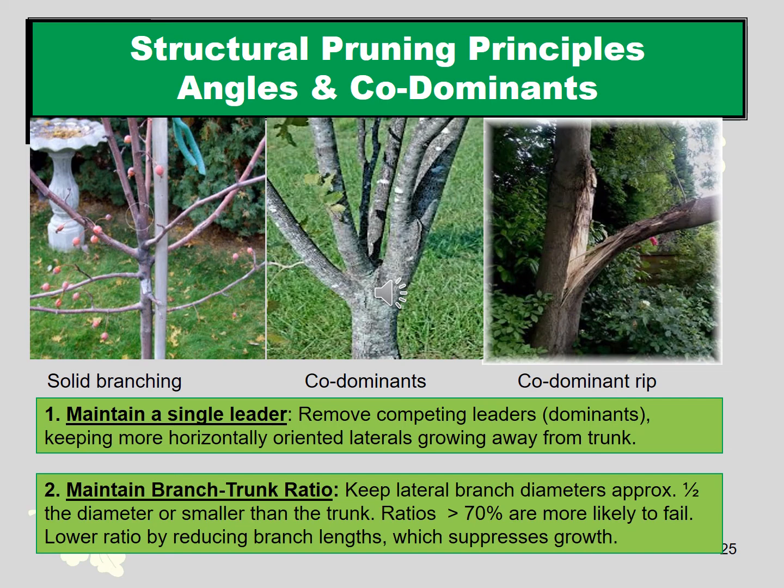Now look at the picture in the far right. There were 2 codominant leaders, both going pretty much straight up, but in that little area in between, water got in there and the bark did not seal over properly, so it was kind of growing down into the little crack, and it caused a weak spot in that tree between the 2 codominants, which ripped in the wind.